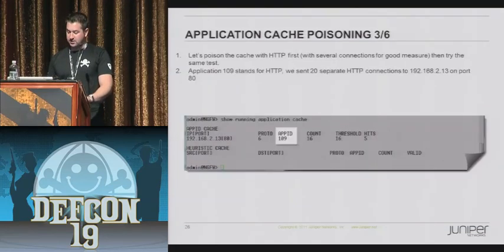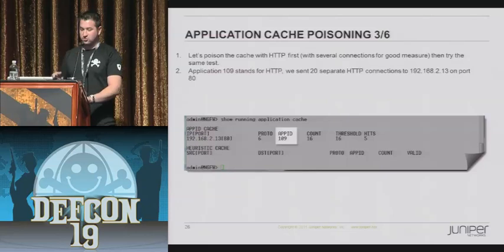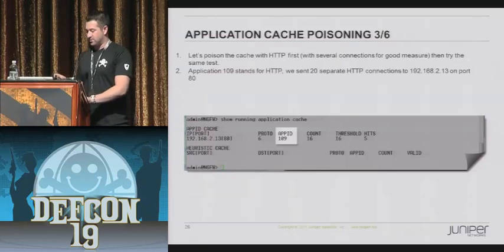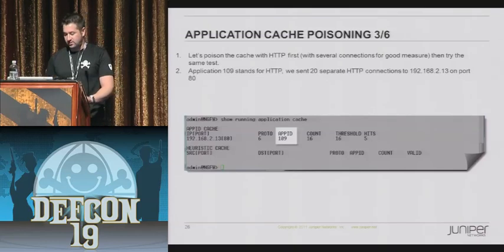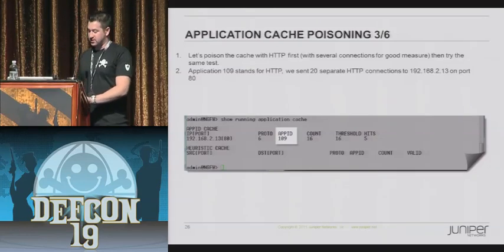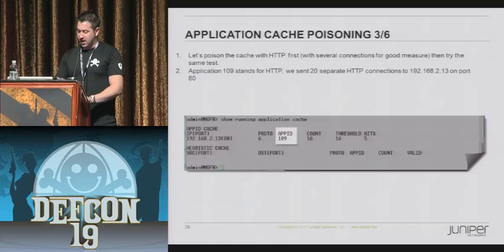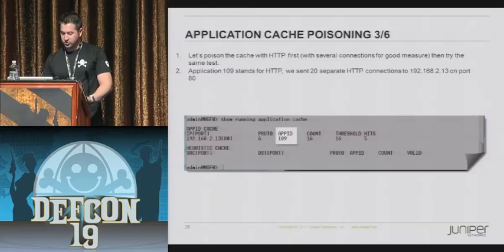And what we're going to do now is actually poison the cache to be able to insert the application in the cache table and see what happens. So in this case, I just sent a bunch of HTTP messages. This is just a simple program I whipped up, but you could use wget or really anything, as long as the client and the server can properly collude. You can see that it puts an entry in the application cache. Protocol 6 is obviously TCP, port 80, and it cached it as application ID 109, which stands for web browsing, in this case HTTP.